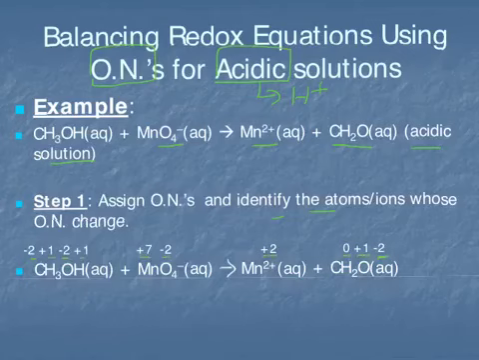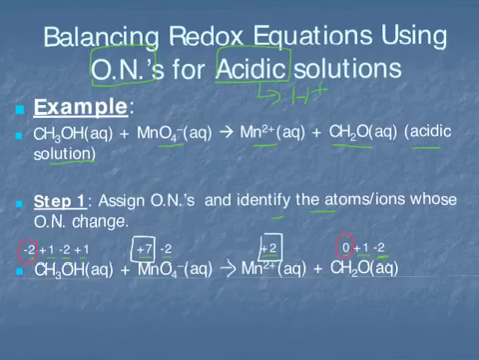Looking at the oxidation numbers we did, we can see that the oxidation number for carbon went from -2 to 0, and the oxidation number for manganese went from +7 to +2. The oxidation numbers for hydrogen, +1, and oxygen, -2, did not change from the reactant side to the product side. So we know that hydrogen and oxygen are not involved in the transfer of electrons in this example.